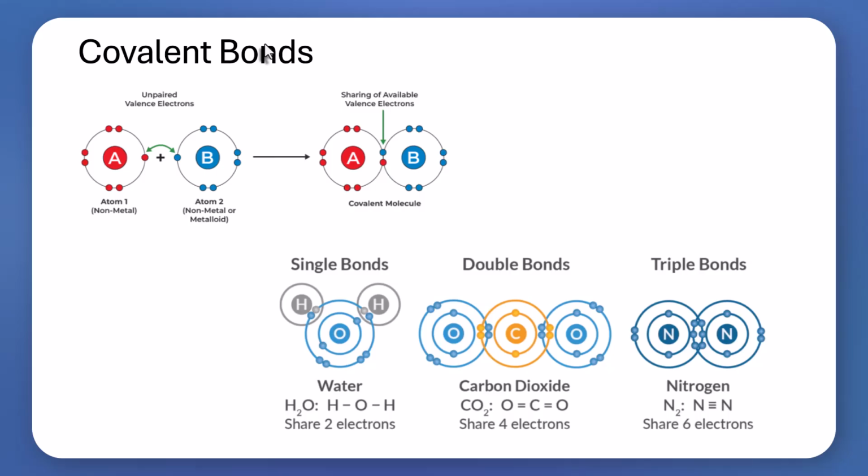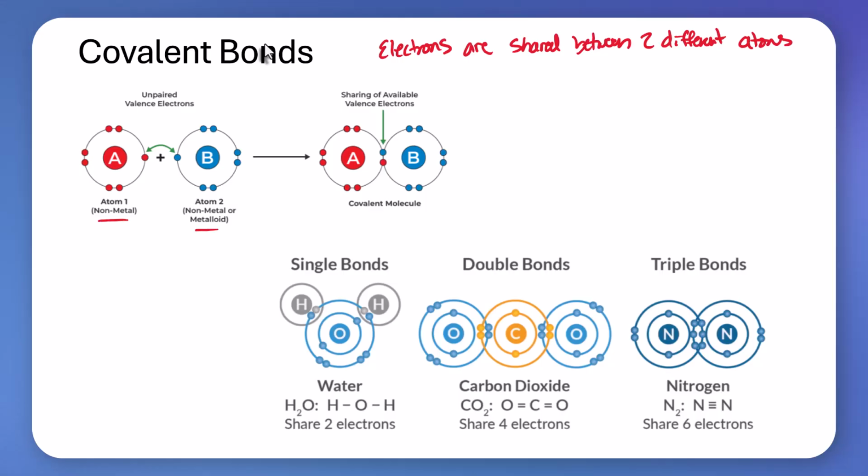So what is a covalent bond? We just said in the content statement that carbon is really good at making covalent bonds. And so we have to understand what a covalent bond is before we can understand why they're made and why it's so important. A covalent bond is when an electron is shared between two different atoms. If we look at this particular diagram, we have atom A and we have atom B. It doesn't matter that atom A is a nonmetal and atom B is a nonmetal or metalloid. That is irrelevant in this particular situation.